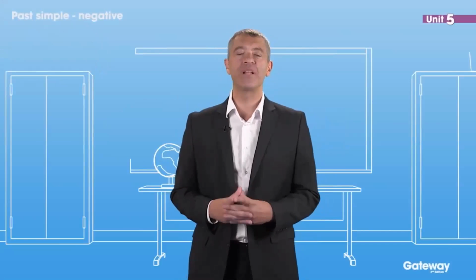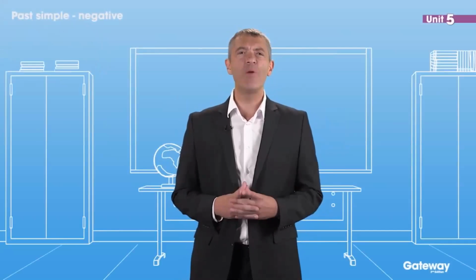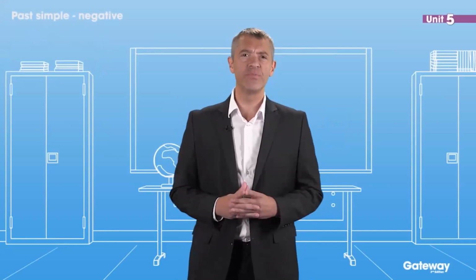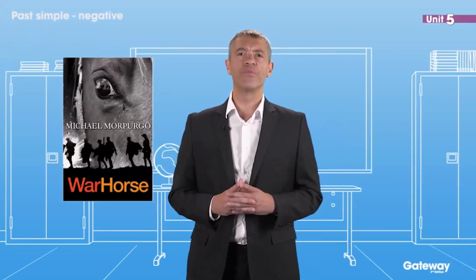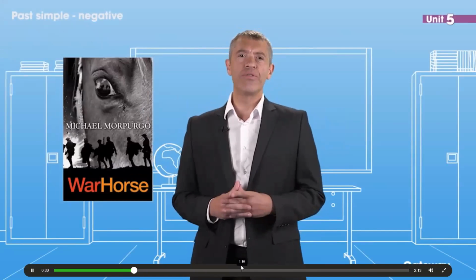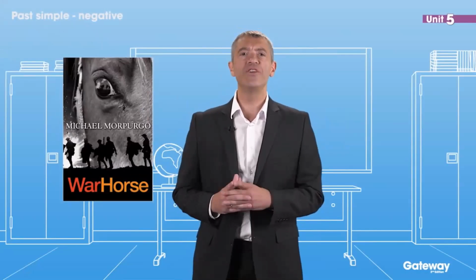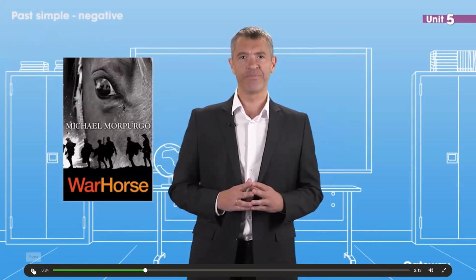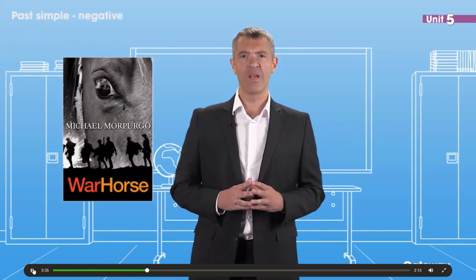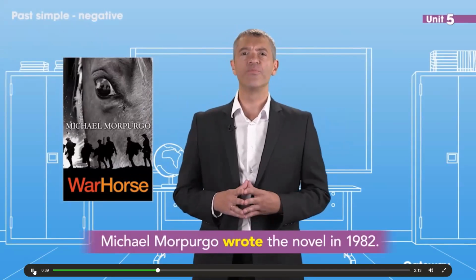Hi, welcome to this Gateway Flipped Classroom video. I'm reading a great book at the moment. It's called Warhorse. You read about the author of Warhorse in the reading text in Unit 5 of Gateway. We will read about this book another day, my friends. Michael Morpurgo wrote the novel in 1982.